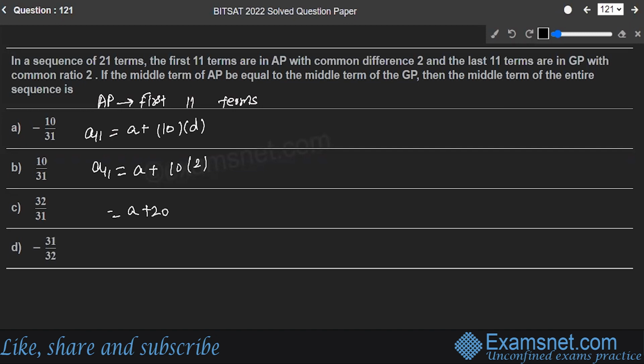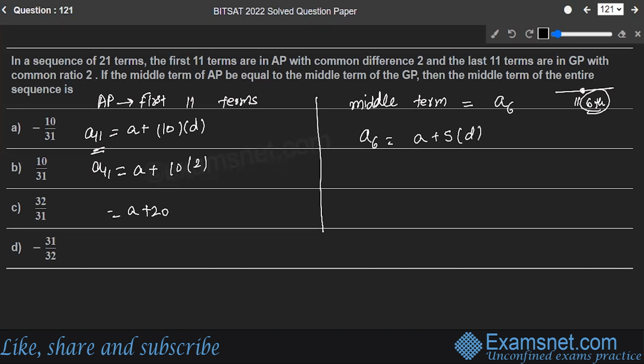What is the middle term? The middle term will be the 6th term, because you are having 11 terms over here. So for the 11 terms, the 6th term is the middle term, right? So A6 is equal to A plus 5 into D. So this is equal to A plus 10. That is just the 6th term, right?